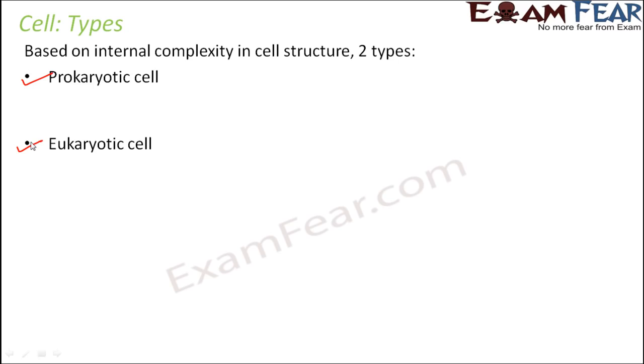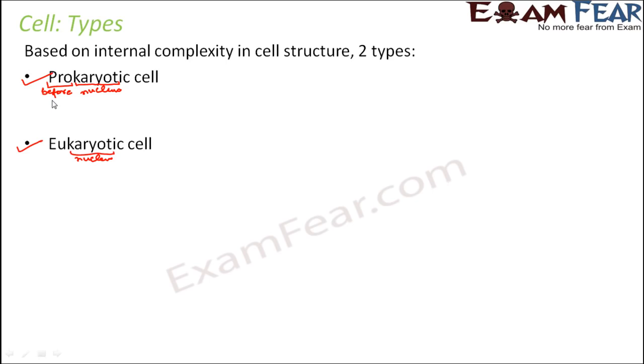So prokaryote: the word pro means something which is first formed or before, and the word karyon means nucleus. So these are the cells where you do not have a true nucleus, so you do not have a specific membrane-bound nucleus. That is what the name means.